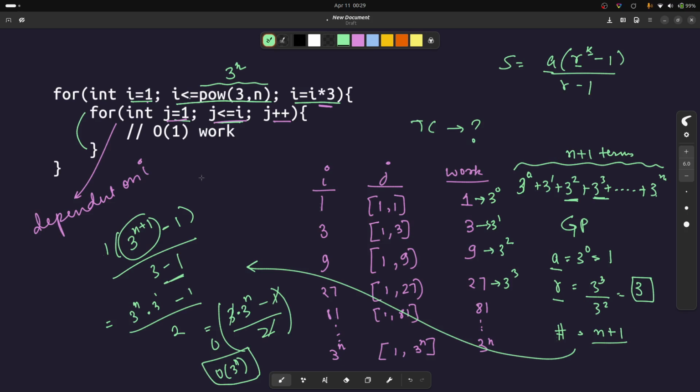Okay, common mistake. They think, okay, the outer loop is going from 1 to 3 to the power n, multiplying by 3 each time. So there are definitely log base 3 n plus 1 terms. And that is true. But you need to understand that for each of those log base 3 n terms, the j loop is also doing some work. So we need to count that also. And that comes out to be 3 to the power n. The total complete work is 3 to the power n, and that is the time complexity of this particular problem. That's it. See you in problem number 6.